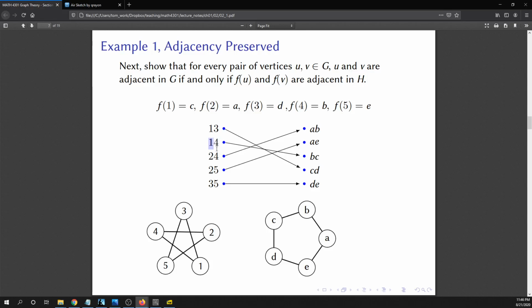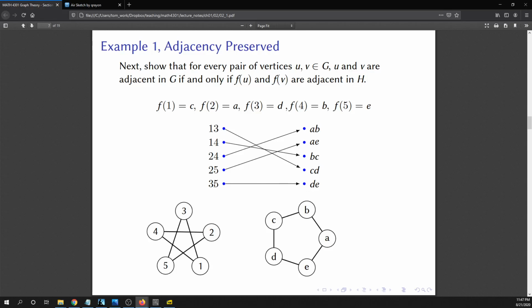The edge 1, 4, this edge right here, gets sent to CB, so BC right here. So 1, 4 goes to BC. All right, and then I keep doing that. 2, 4 goes to AB. 2, 5 goes to AE. 3, 5 goes to DE, like this. All right, so that's the process.